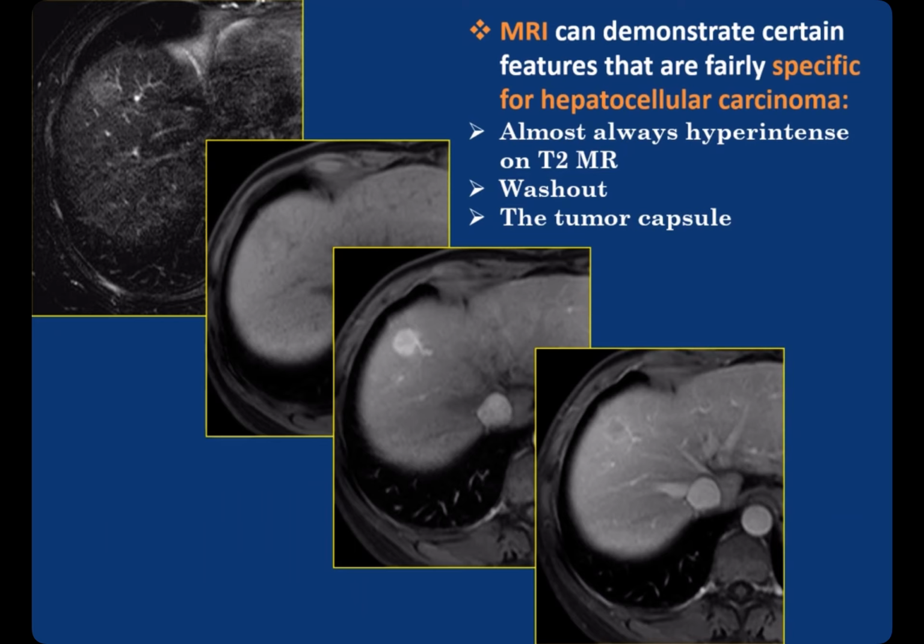In this case, we can also see the specific signs of HCC. We can see they are hyperintense on T2 images, and it's hyperintense in arterial phase images, and then hypointense in venous phase, and this phenomenon is called wash-out phenomenon. And also we can see here the tumor capsule. These are the hallmark signs of the HCC.